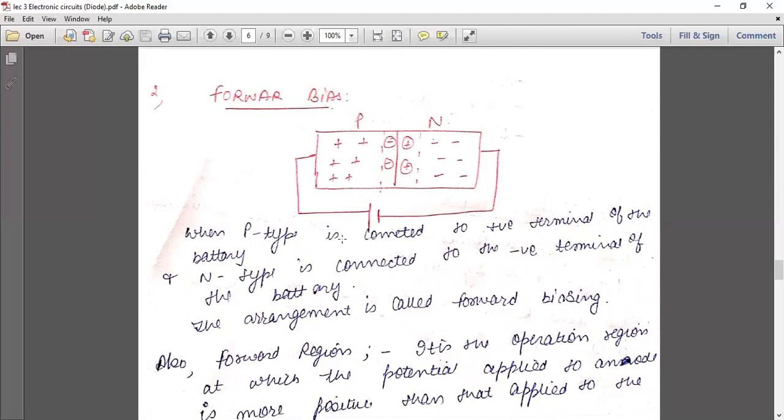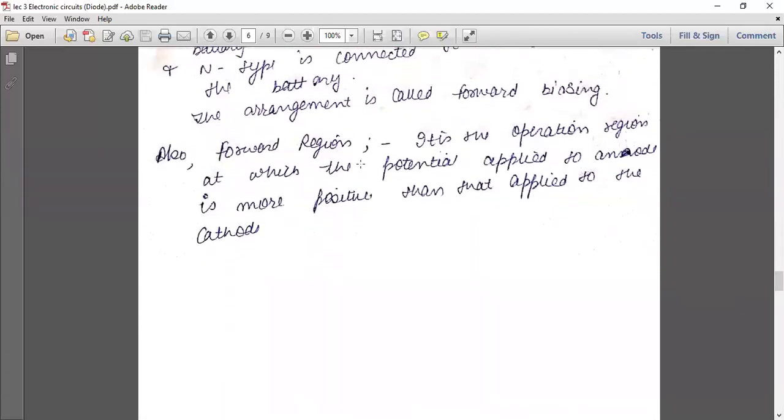Okay, when p-type is connected to the positive terminal of the battery and n-type is connected to the negative terminal of the battery, the arrangement is called forward biasing. Also, the forward region is the operation region at which the potential applied to the anode is more positive than the potential applied to the cathode.